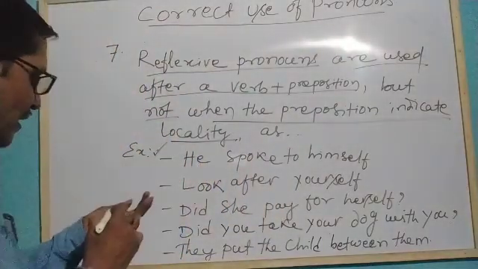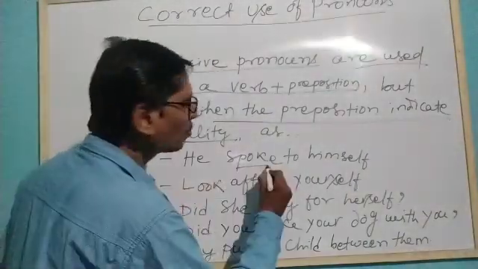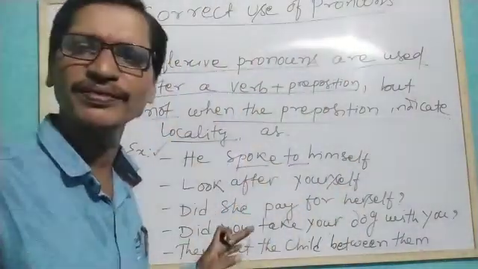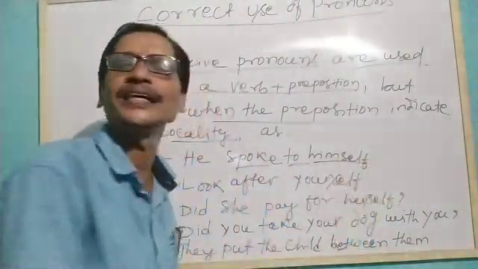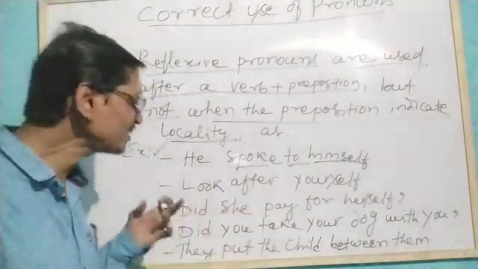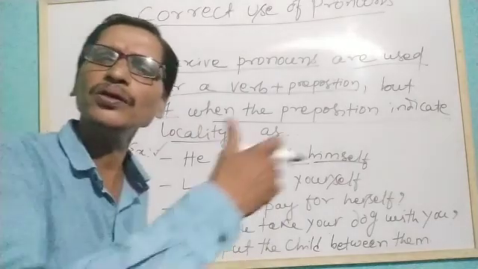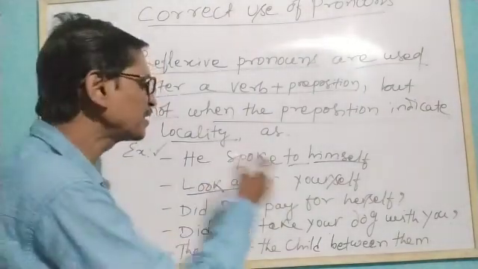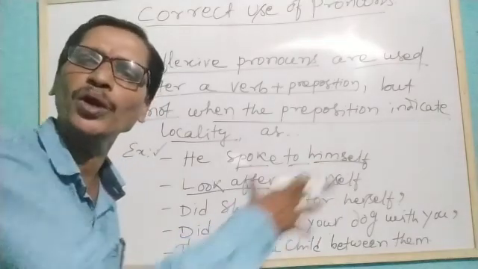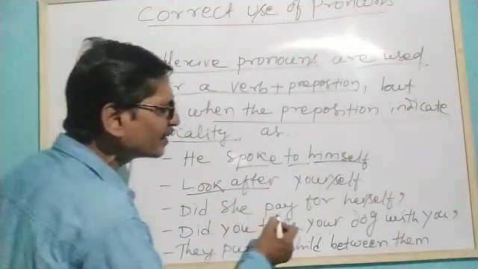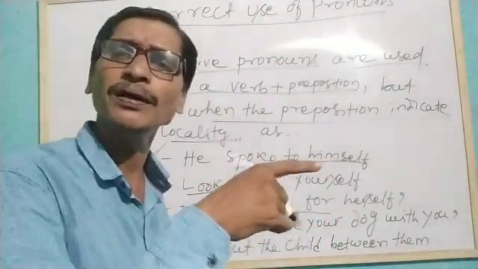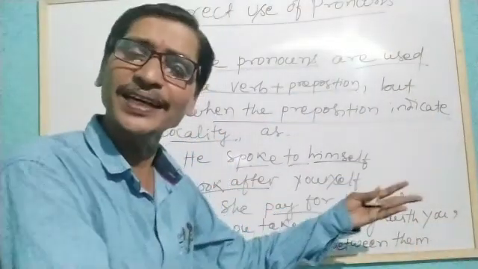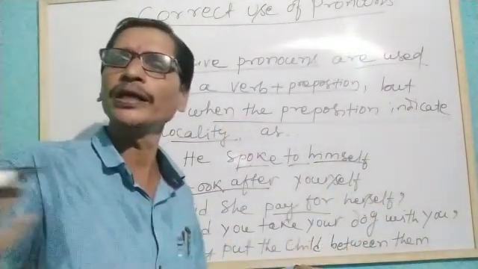Instead, let's understand from these examples. First, he spoke to himself. Spoke is the verb, to is the preposition, himself. You see, verb plus preposition and the reflexive form of the pronoun. Next is look after yourself. This verb plus preposition is a combination. After that, we have used the reflexive form of a pronoun. Similarly, did she pay for herself? Pay is a verb, for is a preposition combination. Did she pay for herself? No, Hari paid for her.